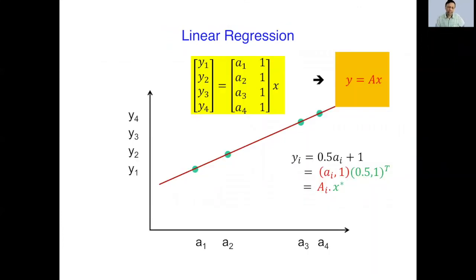So we saw this problem of linear regression previously, wherein we have available y and A. y is a column vector, A is a matrix, and the goal is to compute x star such that y equals Ax.